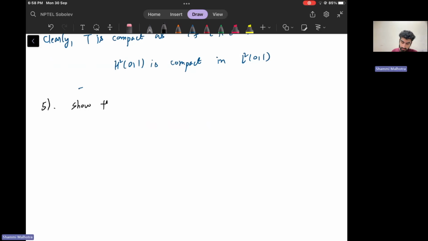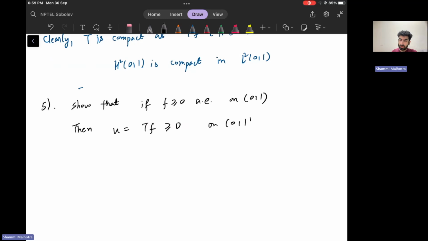Show that if f is non-negative almost everywhere on [0, 1], then u, which is the solution corresponding to f, is also non-negative on [0, 1]. So it's like a pointwise kind of thing, but we see that u is in H^2, it's again a continuous function, so the almost everywhere is replaced by an everywhere inequality.